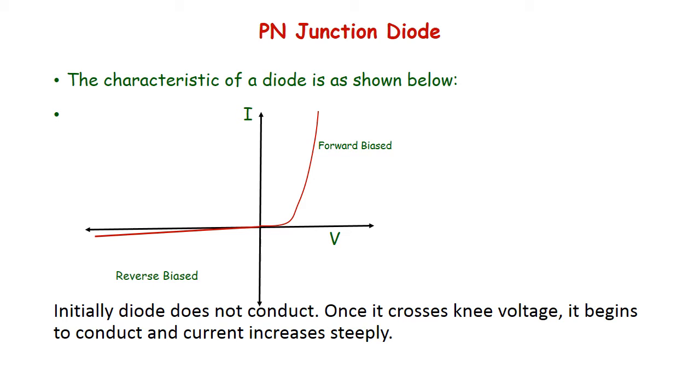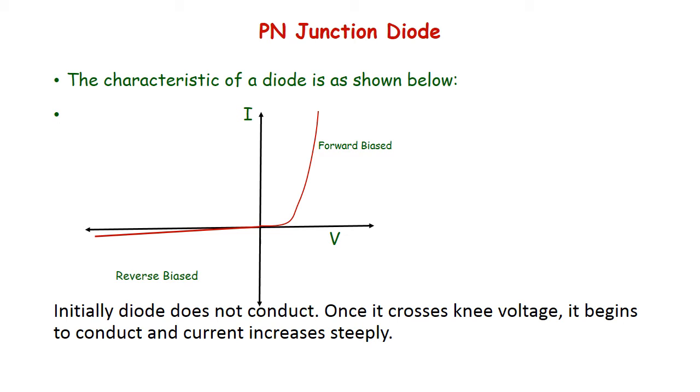So you see, till about 0.7 volts or 0.3 volts the diode does not conduct, and after that you find the diode starts conducting. So the current starts increasing steeply for very little increase in voltage, and on the reverse side you find hardly any current flows. That means when the diode is reverse biased, it really does not conduct.